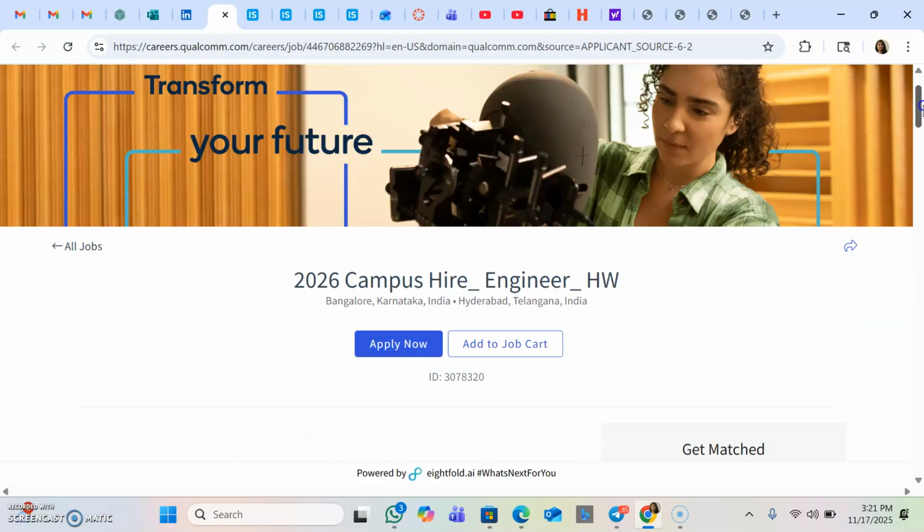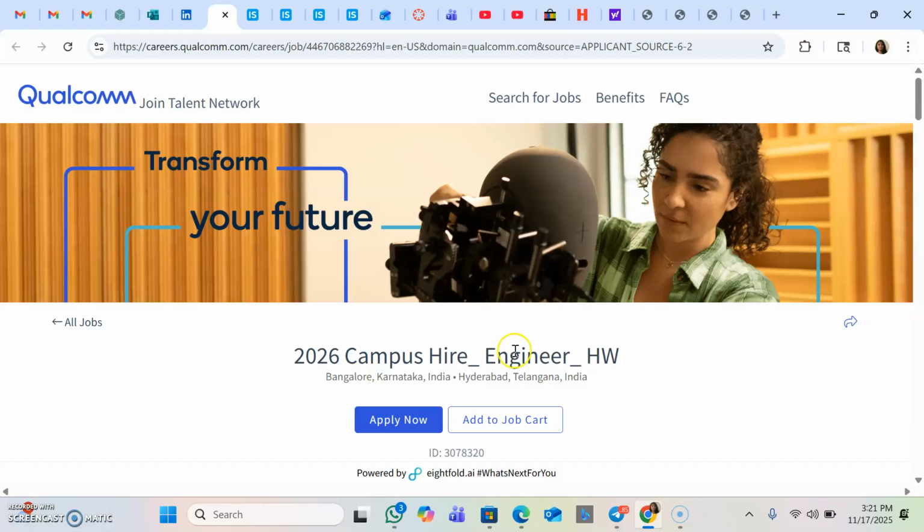If you're interested, definitely apply for this opportunity. It is going to be a big opportunity. They have not mentioned the number of openings, but obviously this will have multiple opportunities. So please make sure you apply for it.